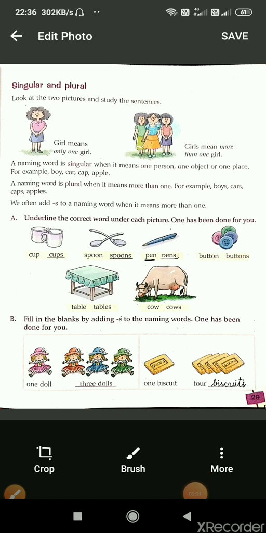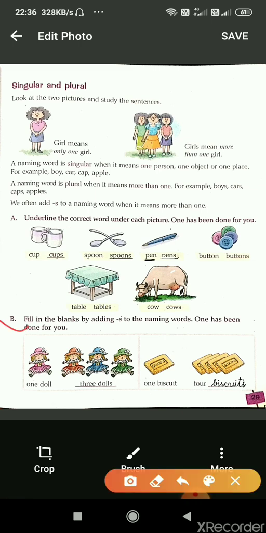Again in the next picture we see one pen, and we will underline its singular form, pen. P-E-N, pen. These two parts I have done for you. Now again the rest part you will do on your own. Now let's see question B.